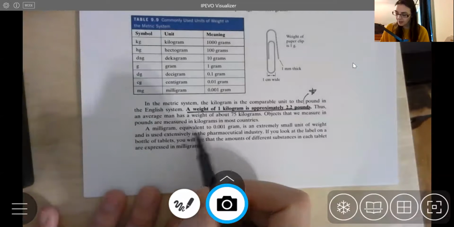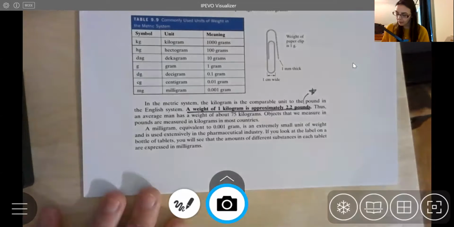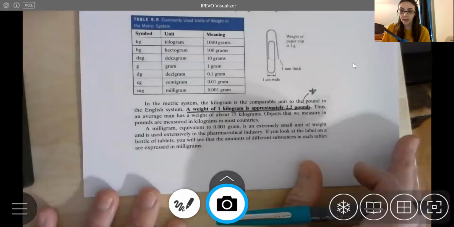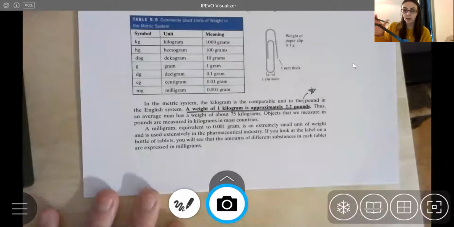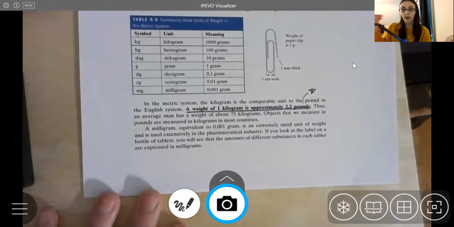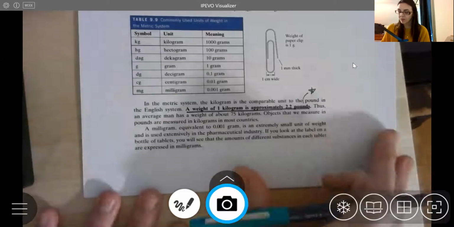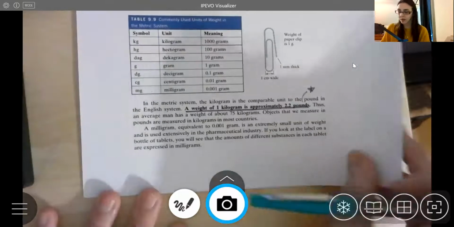A milligram, which is the same thing as 0.001 gram, is an extremely small unit of weight and is used extensively in the pharmaceutical industry. So again, if you look at the labels on bottles of tablets, you will see that the amounts of different substances in each tablet are typically expressed in milligrams. If it's a liquid dose, like we saw in the last piece, it would maybe be in milliliters. But again, if it's a tablet or something, it would be in milligrams.